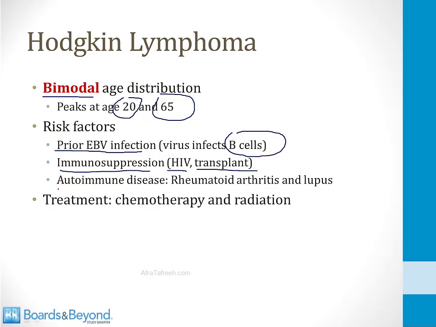It's also more common in patients who have autoimmune diseases like rheumatoid arthritis and lupus. These disorders involve the immune system, including lymphocytes, and so it can lead to this lymphoma, and it's treated with chemotherapy and radiation. We'll talk more about that later.